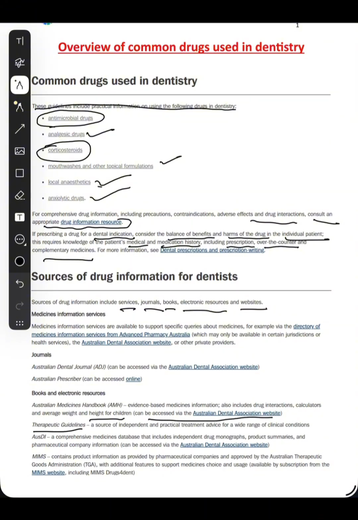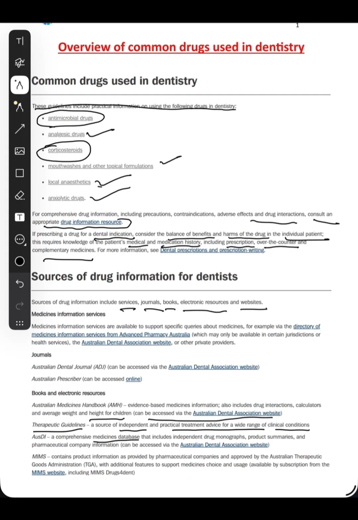Therapeutic Guidelines, a source of independent and practical treatment advice for a wide range of clinical conditions. There is one more book, OzDI. It is a comprehensive medicines database that includes independent drug monographs, product summaries, and pharmaceutical company information, and can also be accessed via the Australian Dental Association website.